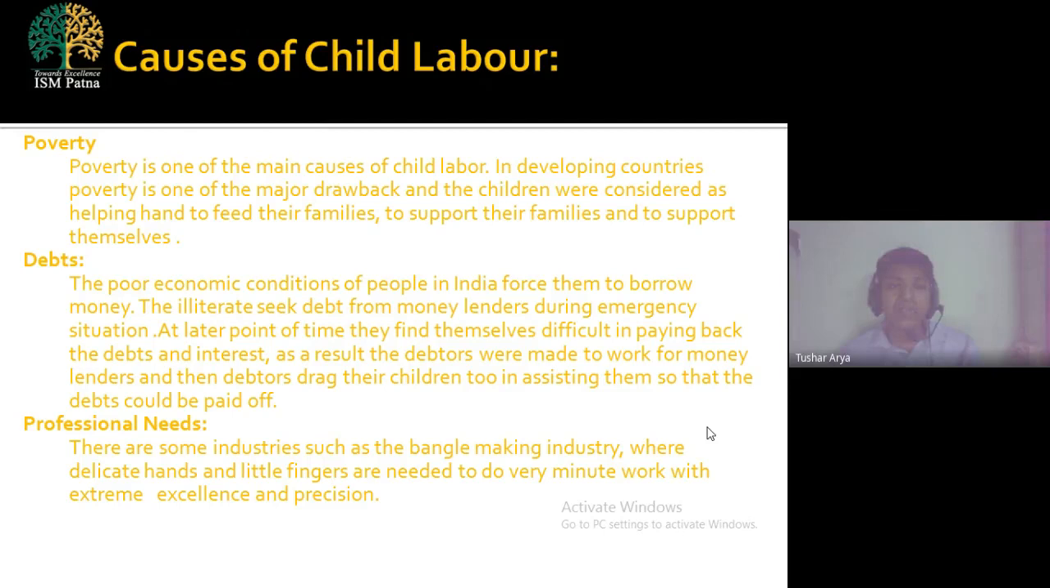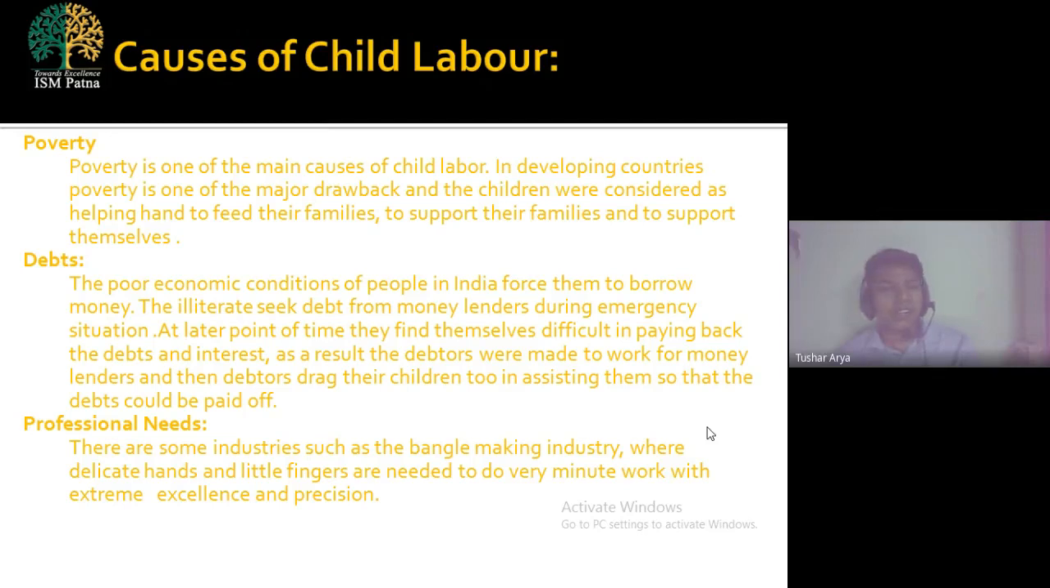In developing countries, poverty is one of the major drawbacks, and the children are considered a helping hand to feed their families, to support their families, and to support themselves. Like the person who is not literate, he is illiterate and also poor, and he just increases the population. He goes for marriage for his social need. After that, he just pops out babies, and he thinks that the number of hands in his family will be the number of earning hands.